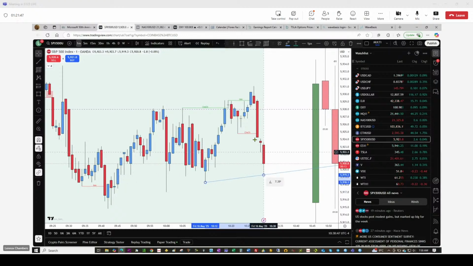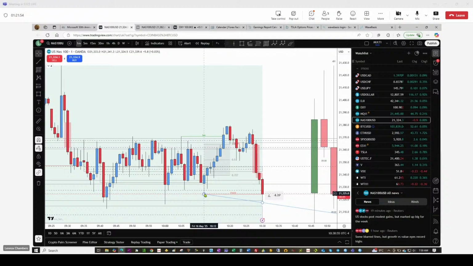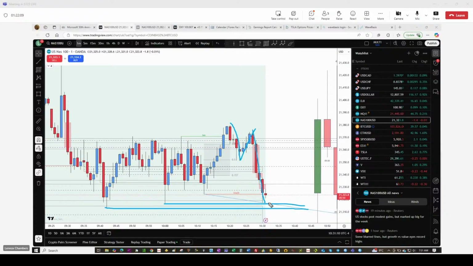There's serious divergence going on here. And we have a 1, 2, 3 right here. So we could be going down to take out all of those now. That's a likely scenario. Everything has changed just by that pullback here. They sweep the lows, and we're likely to sweep all the lows.